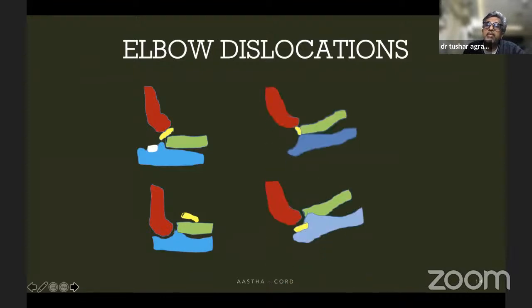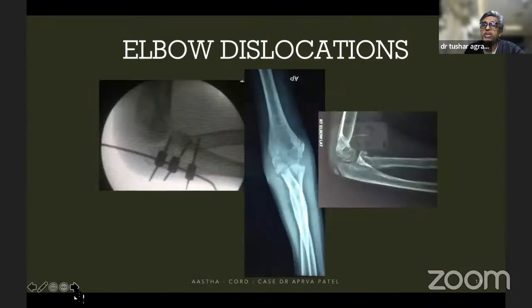Now, how does a radial neck fracture happen? Either while the elbow is getting dislocated, it can take away the radial head and you can have a radial neck fracture, or while you're reducing the elbow, you can have a radial neck fracture. So this is a very important point to understand.